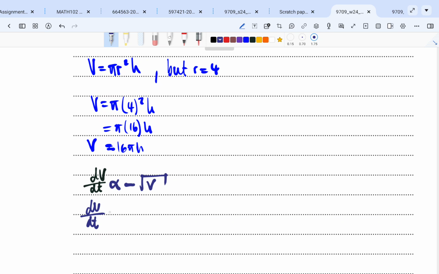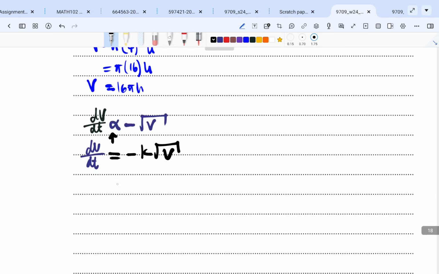When we want to remove this proportional to sign and put an equal sign, I multiply the right by a k, a constant. So I can put an equal sign. I have removed this proportional to sign. Then I'll put negative k, then square root of V. I've introduced a constant. Now, what is my dV/dt going to be equal to? It is going to be equal to negative k square root of V. And we just got V here, we get it the moment we see this question. So 16 pi h. There we have it.